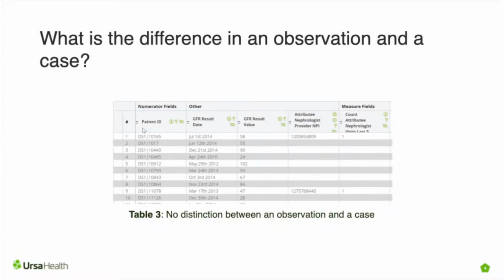For some temporal structures, there is no distinction between an observation and a case because there is no grain rollup. For example, this table, which is associated with a count measure, presents one row per patient. Since the measure is counting the number of CKD patients, there are no observations to roll up to the case, which in this case would be the patient.